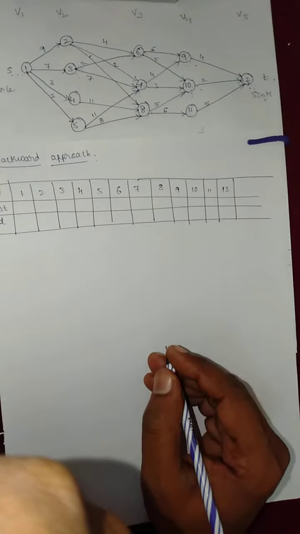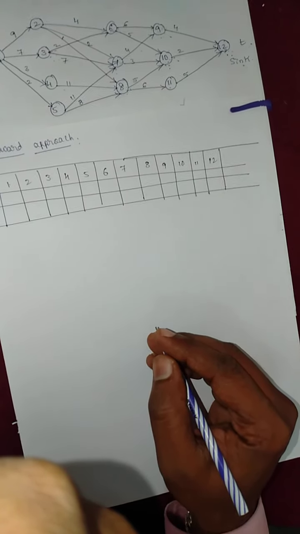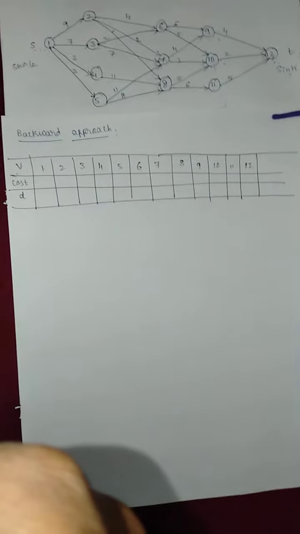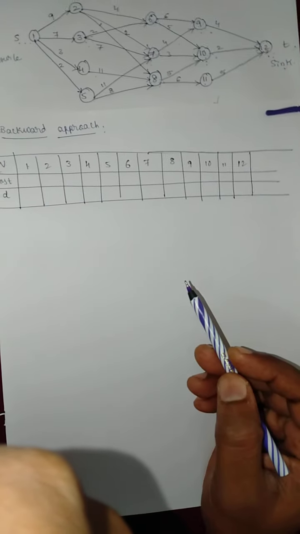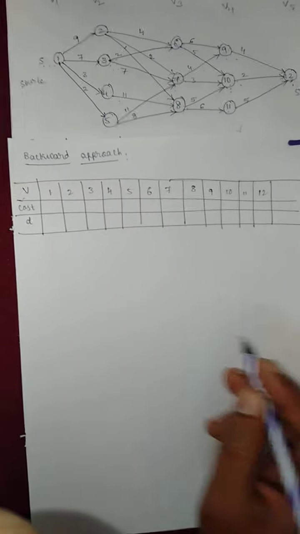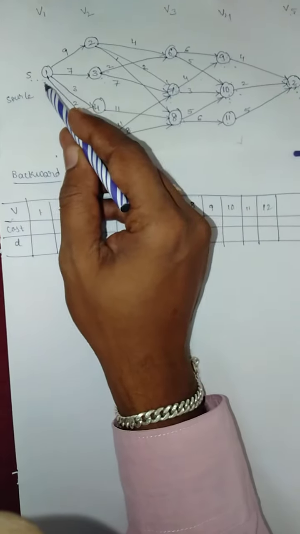So till now we have solved the multi-stage graphs in the forward approach. Now we shall solve it in the backward approach. Once you understand the forward approach, the backward approach is straightforward. In the backward approach, we start from the source vertex.